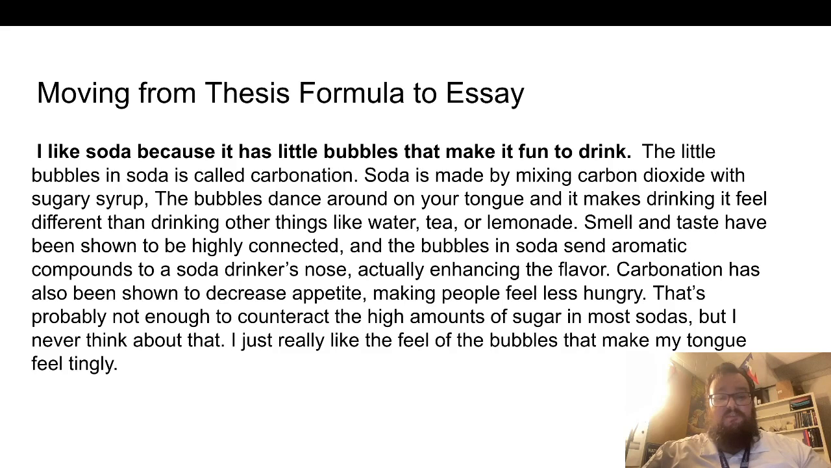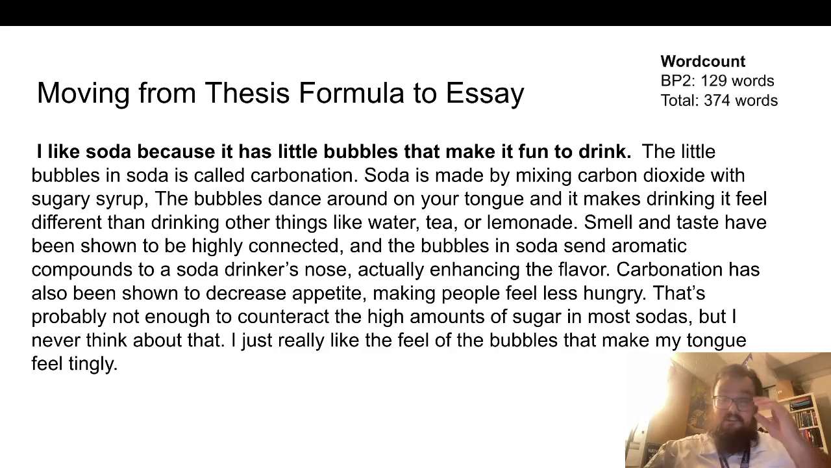Carbonation has also been shown to decrease appetite, making people feel less hungry. That's another little fact I found. That's probably not enough to counteract the high amounts of sugar in most sodas, but I never think about that. I just really like the feel of the bubbles that make my tongue feel tingly. Okay, so again, keeping my thesis in mind, the thing I'm trying to prove is that I like soda. These interesting facts are cool, but what I'm trying to prove is that I like it, okay?